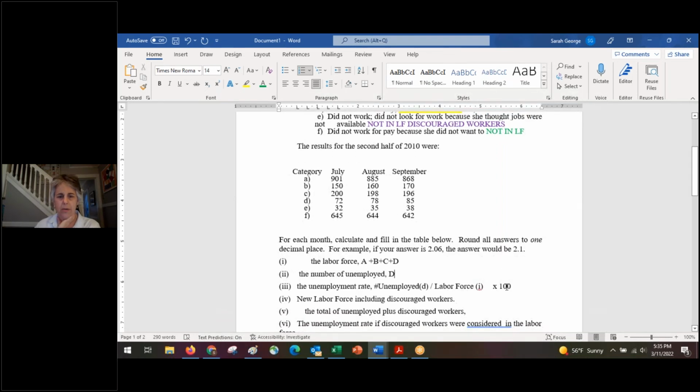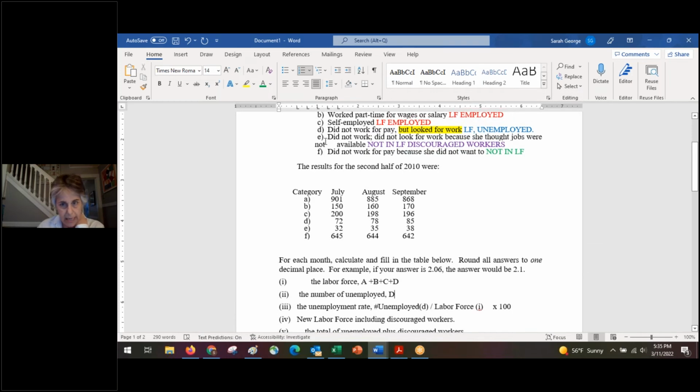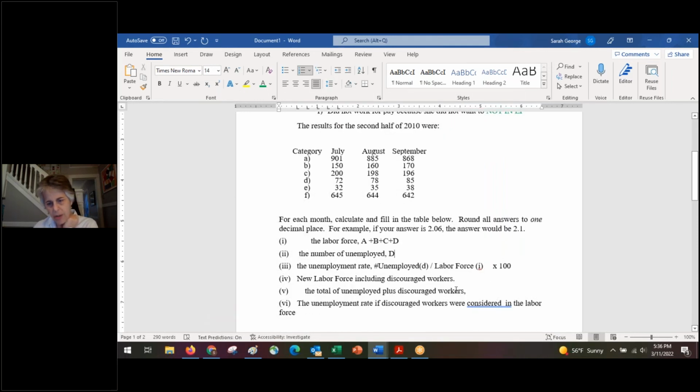The next thing you're going to do is take the people who were discouraged workers here in E, and you're going to add them to the labor force. So your labor force is now going to be everybody A, B, C, and D plus E, the discouraged workers. The labor force will be bigger. The number of unemployed people, you're going to add the people who were unemployed before plus the discouraged workers. So you're going to get a new unemployment rate that will include the discouraged workers, and it will be bigger.